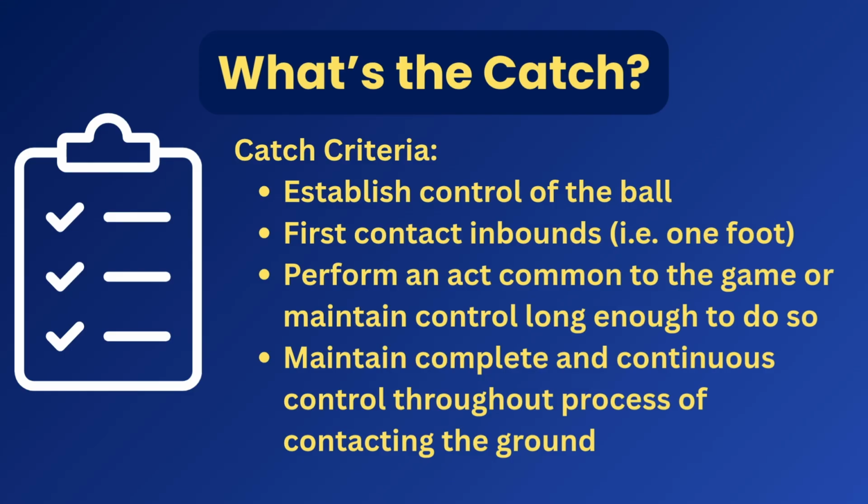And then if they are going to the ground as they're making the catch, they do have to control the ball through contacting the ground. So, if they're falling to the ground as they get 2 hands on the ball and they tuck that ball away, but then they contact the ground and it bounces out and hits the ground, that's an incomplete pass.